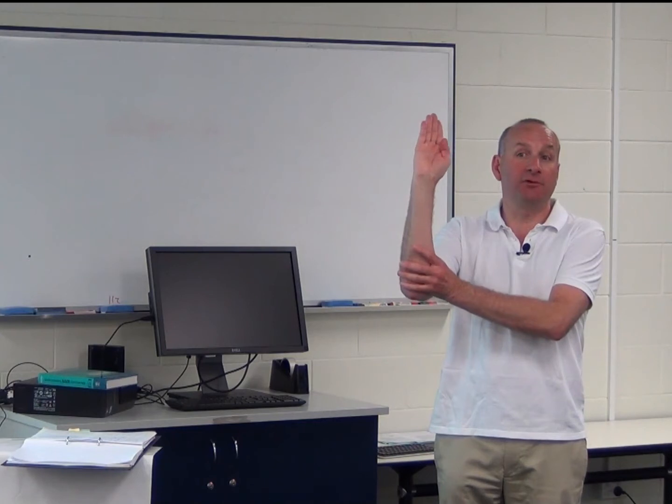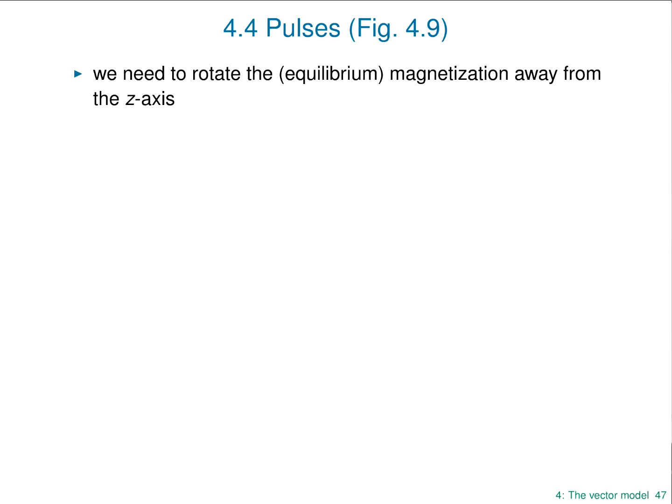Now this brings us back to the point that I started with, which is that we need to turn the magnetization away from the z-axis. Remember, if it's on the z-axis, nothing happens. You've got to rotate it away from the z-axis, and then the magnetization vector will start to do this precession. So the next part is, how are you going to turn the magnetization vector away from the z-axis? And this is, of course, going to be a radio frequency pulse.